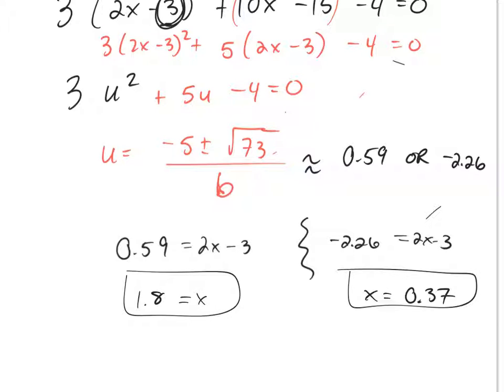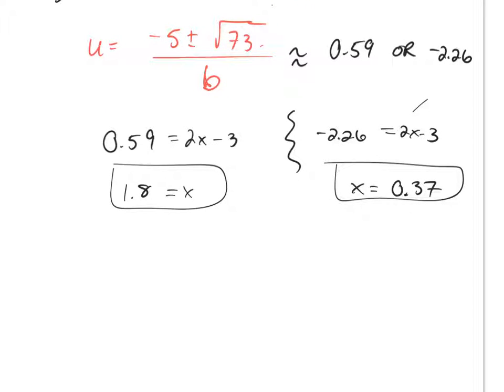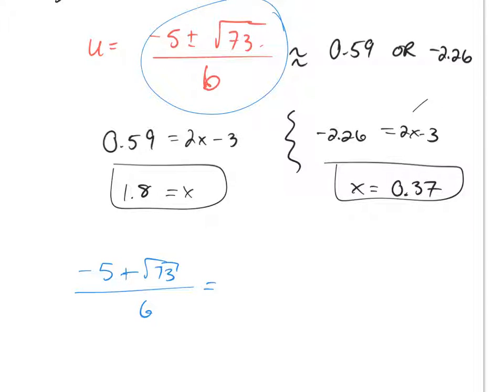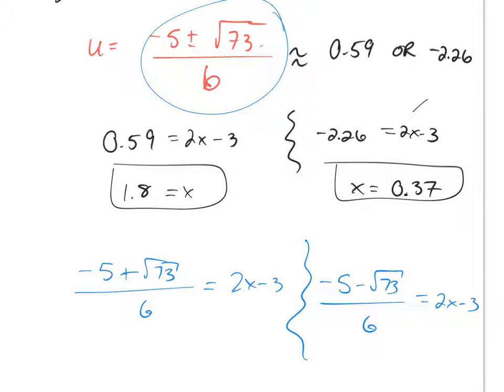Now, if you want to challenge yourself, honestly, go ahead and do it. Set the exact value from our answer here equal to the 2x minus 3 instead of the estimation. Set the other exact value, or the other root, equal to 2x minus 3. And then you can just solve this. It's not that difficult to solve. I'm just saying it's a whole lot more work, right?